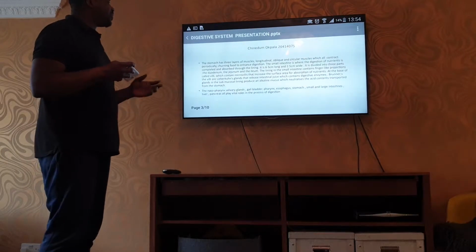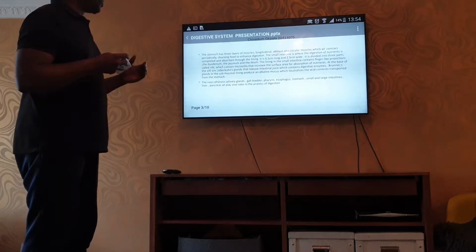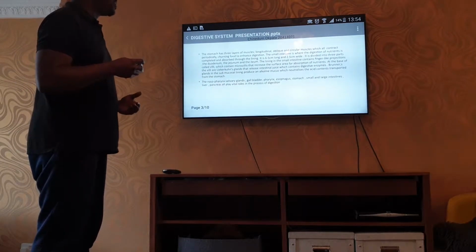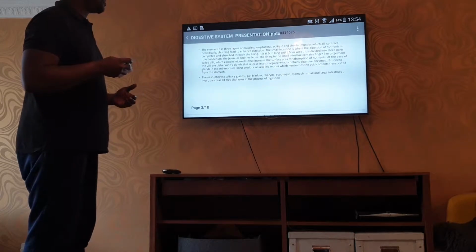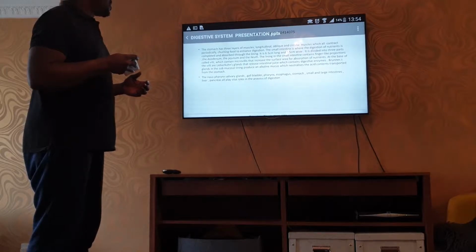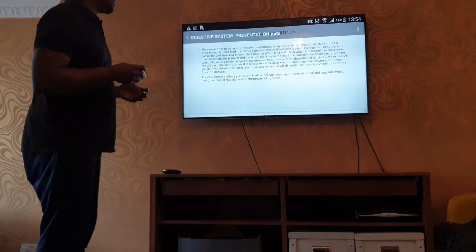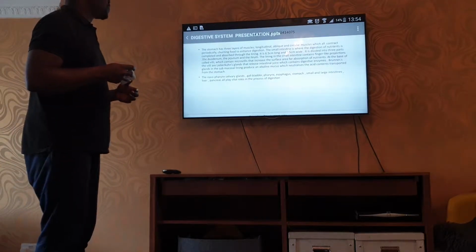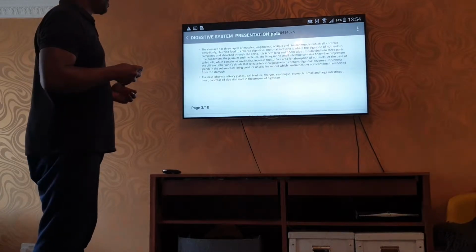The stomach has three layers of muscles: longitudinal, oblique, and circular muscles. They all contract periodically, churning food to enhance digestion.